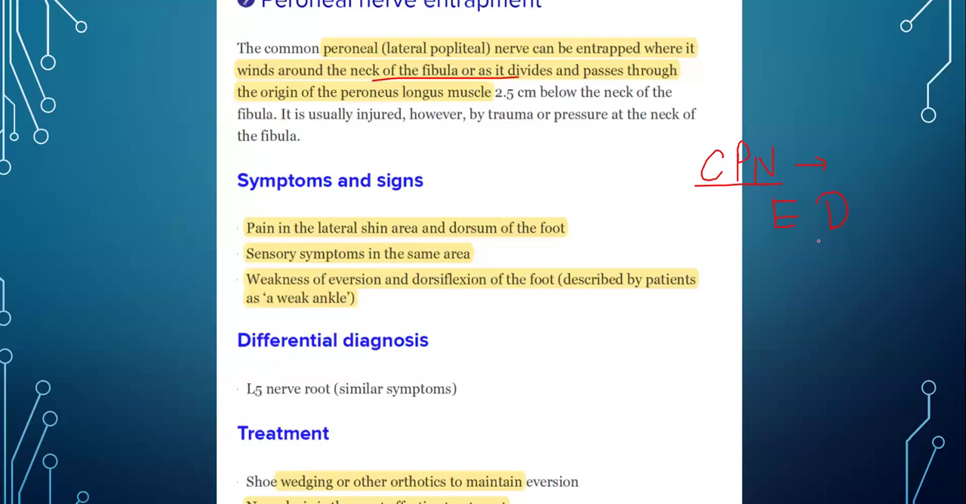Now dorsiflexion is done by the deep peroneal nerve and eversion is done by the superficial peroneal nerve. Does it make sense for everyone?